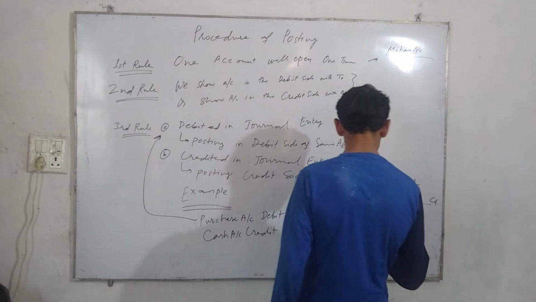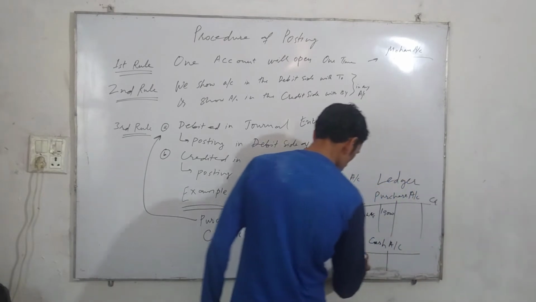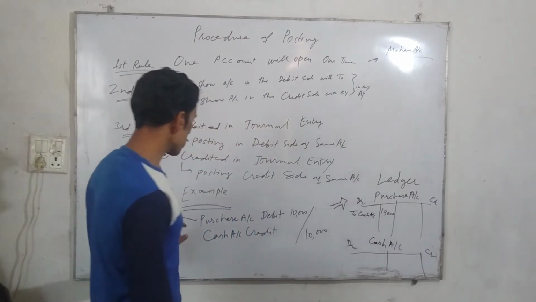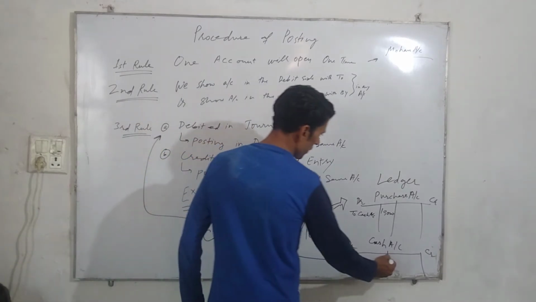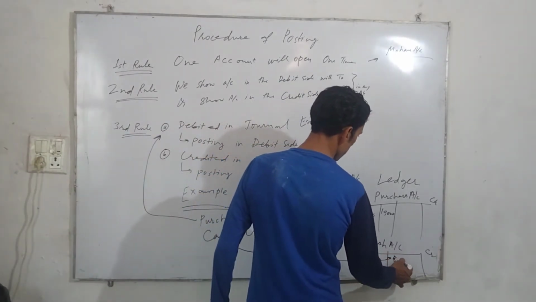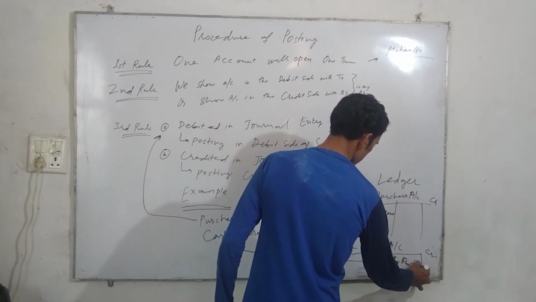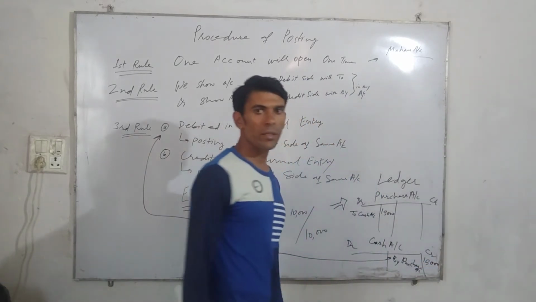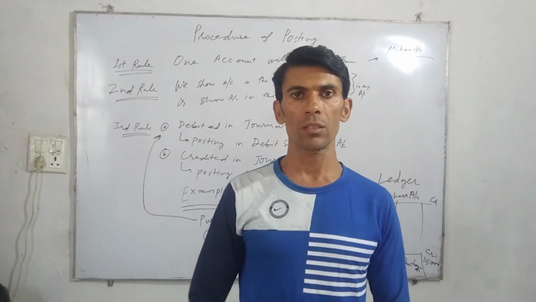Now the other account is cash account. It will have 2 sides, debit and credit. Cash account is credited in the journal entry, and its posting is in the credit side of the same account, in the cash account: by purchase account, $10,000. Dear students, I hope you understand how to post the journal entry in the ledger account.